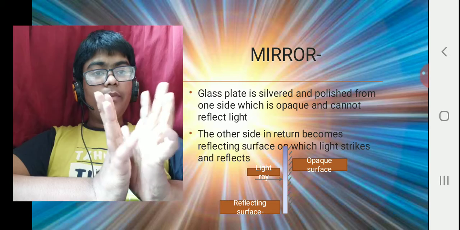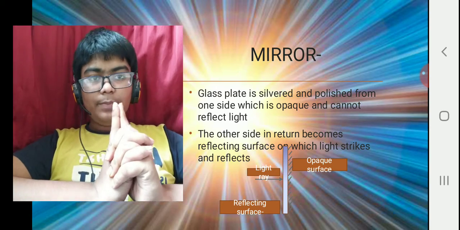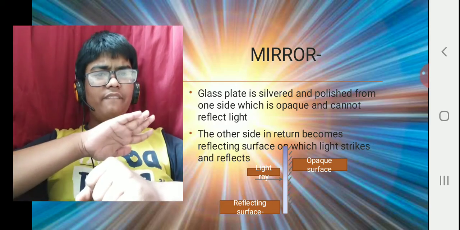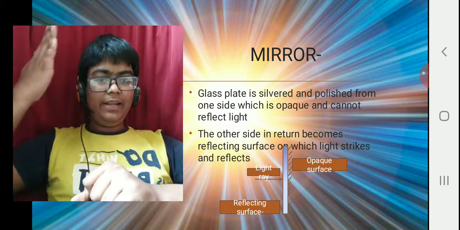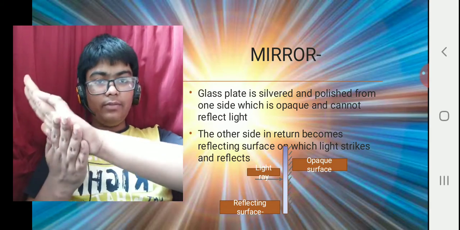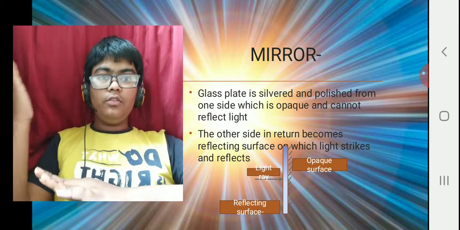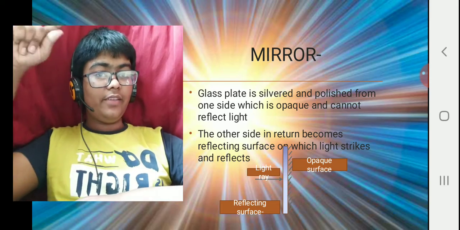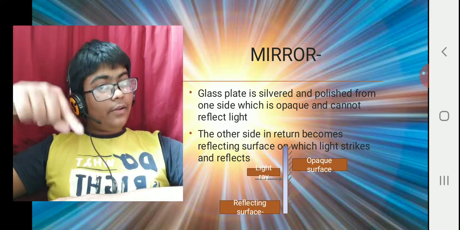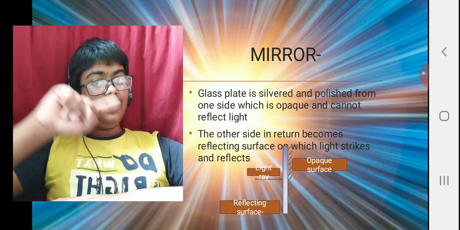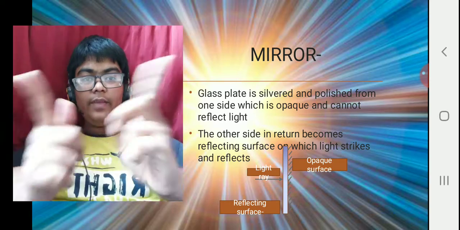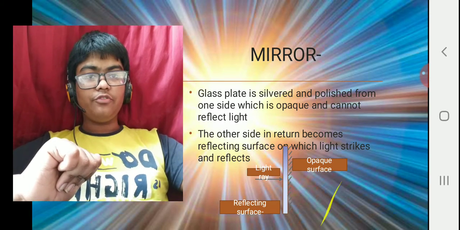So, what is a mirror? A mirror is a glass plate which is silvered and polished from one side very finely. A glass plate is taken, and from one side it is nicely polished and silvered, and a coating is put on it. So that part becomes the opaque part which has the color, as you can see on the screen. And the other side, because of the polishing on the behind side, becomes the reflecting surface, the mirror. So in this way, a mirror is actually made.